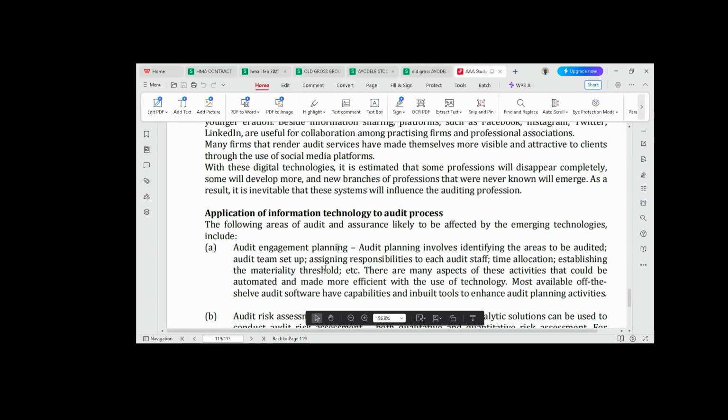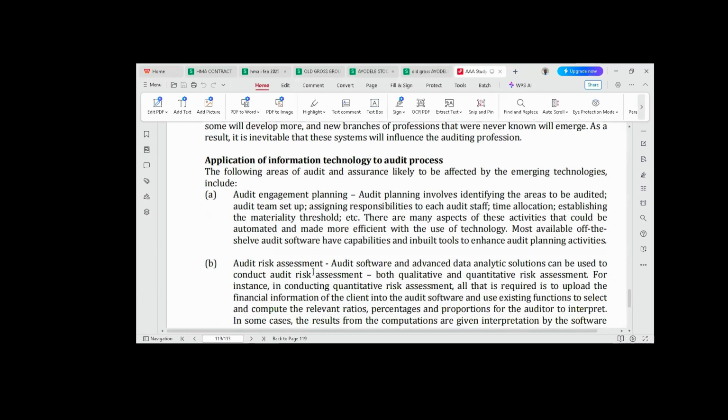All right. The second aspect is the audit risk assessment. Now I talk about the preliminary audit risk assessment. In looking at audit risk assessment, you are going to look at the qualitative and the quantitative. The quantitative are the financial statements, while the qualitative are the ones that do not involve figures. We call this non-financial performance indicators. Those are the qualitative ones.